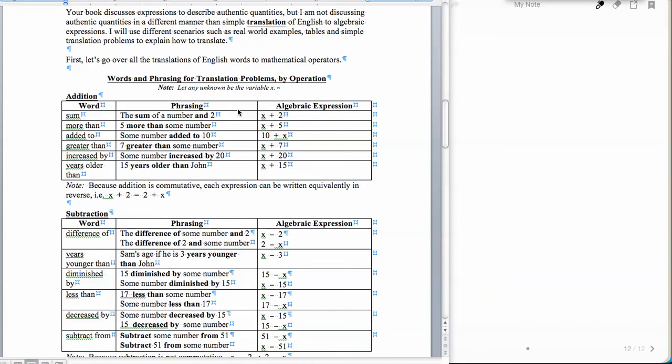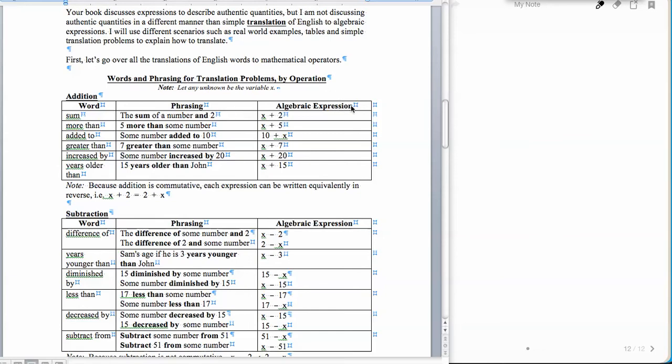The next topic in section 2.1 that we need to talk about is translation. Your book discusses expressions to describe authentic quantities, but I'm not going to discuss authentic quantities in the same manner. I'm going to do translation of English algebraic expressions, and then I'll use a bunch of different scenarios such as real-world examples describing authentic quantities, tables, and then simple translation problems to explain how to translate.